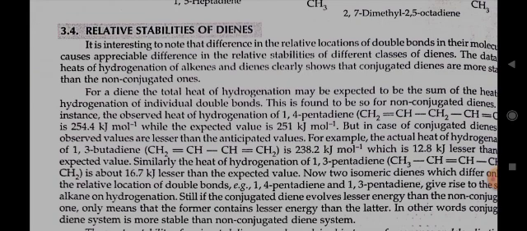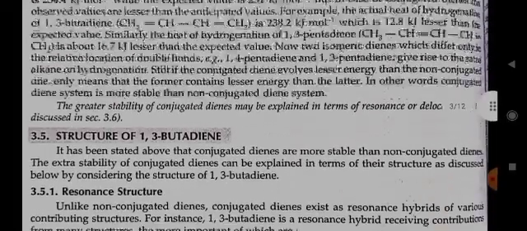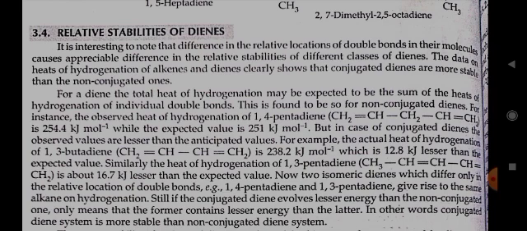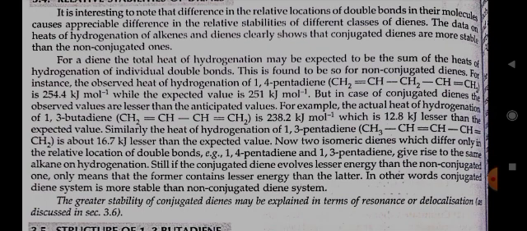Relative stabilities of dienes. It is interesting to note that the difference in the relative locations of double bonds in the molecules causes appreciable difference in the relative stabilities of different classes of dienes. The data on heat of hydrogenation of alkenes and dienes clearly shows that conjugated dienes are more stable than the non-conjugated dienes. For a diene, the total heat of hydrogenation may be expected to be the sum of the heats of hydrogenation of individual double bonds.